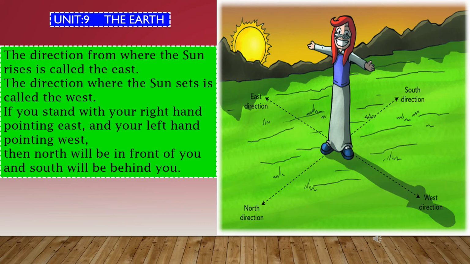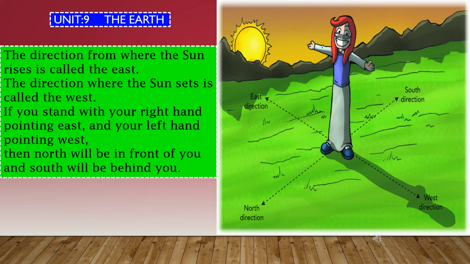So point out with your right hand towards the east direction from where the sun rises in the morning, and point your left hand towards the west direction, opposite of that east direction, where the sun sets in the evening. So at your front side you will have the direction that is north, at your back south.